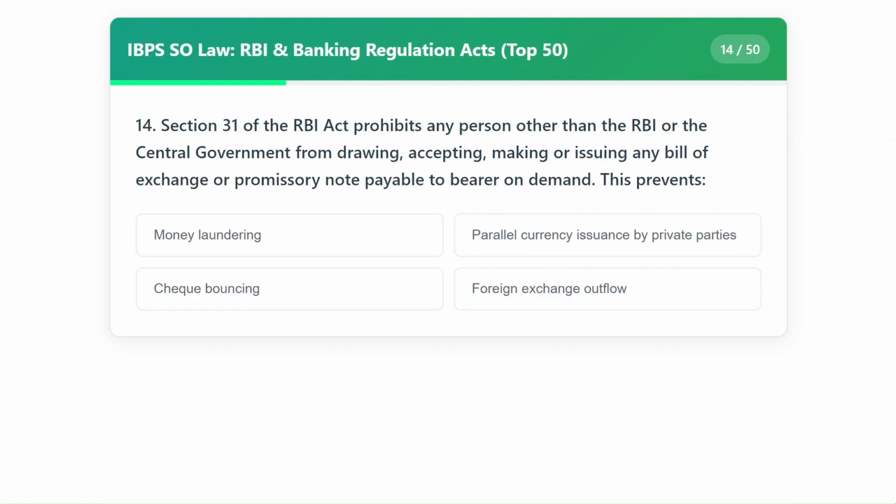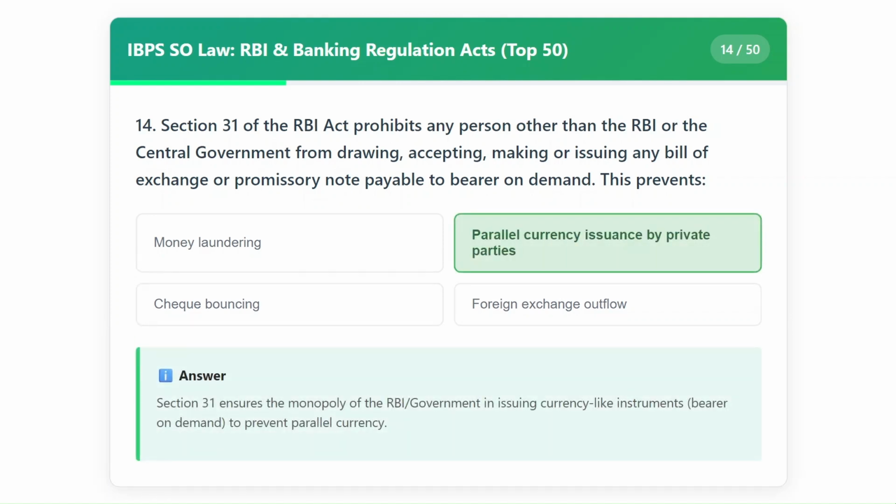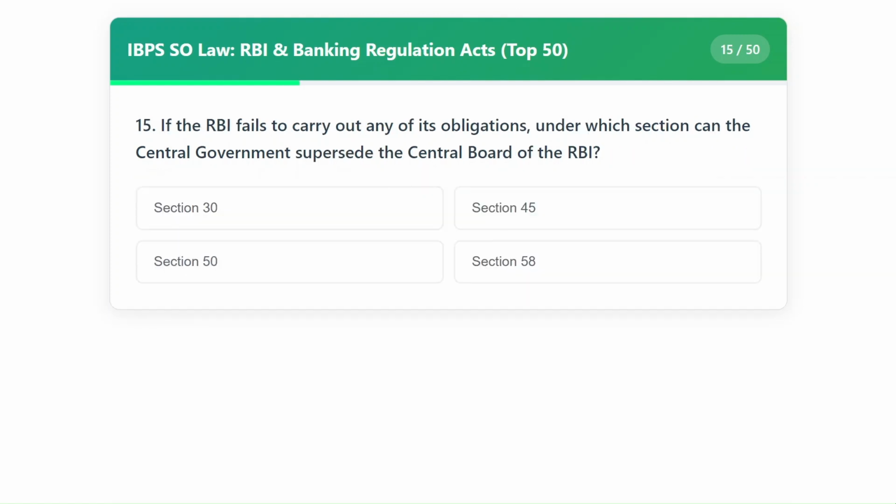Section 31 of the RBI Act prohibits any person other than the RBI or the central government from drawing, accepting, making, or issuing any bill of exchange or promissory note payable to bearer on demand. This prevents parallel currency issuance by private parties. If the RBI fails to carry out any of its obligations, under which section can the central government supersede the central board of the RBI?